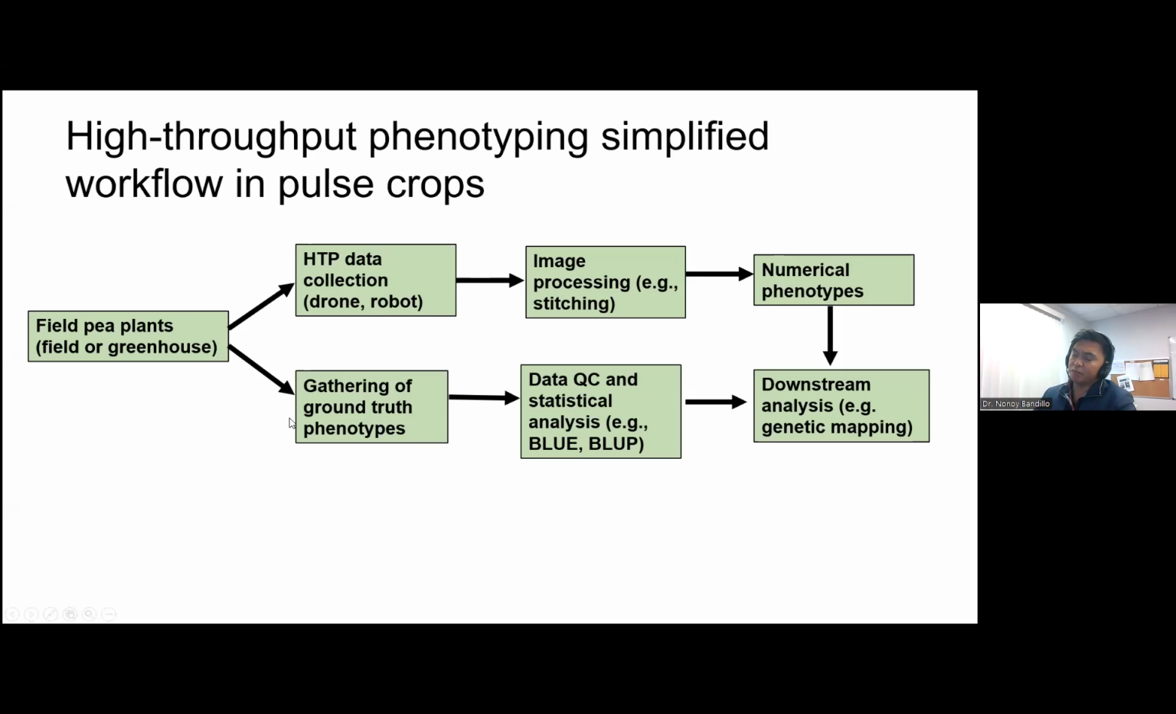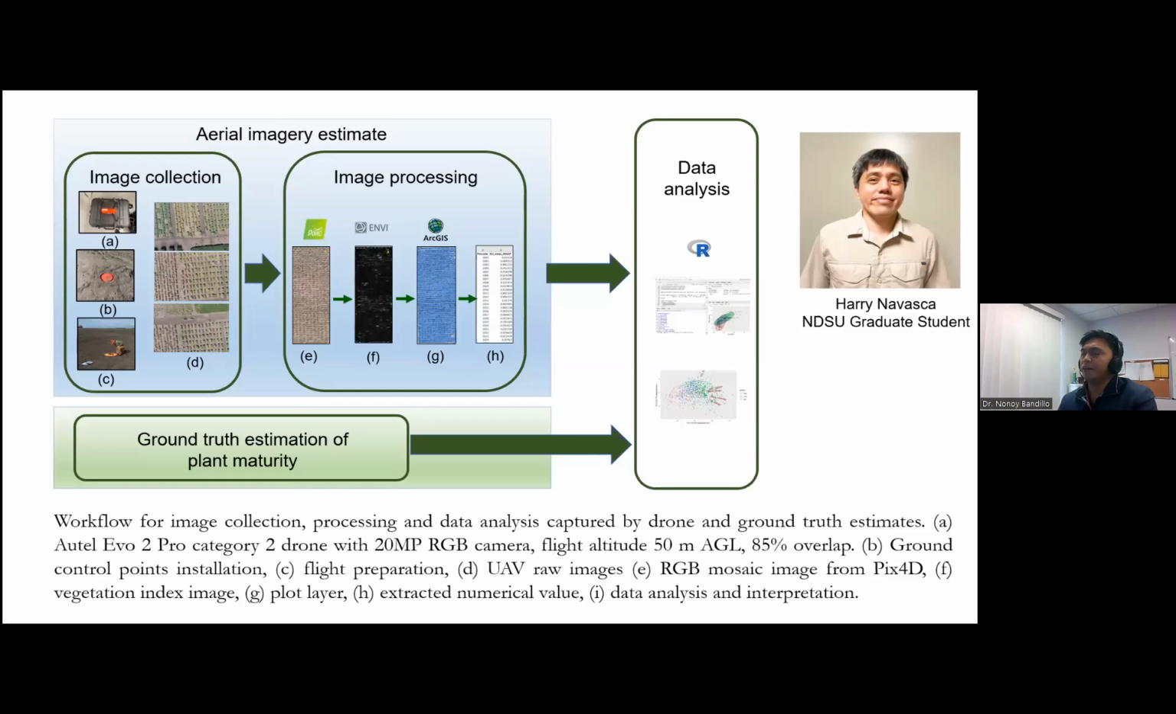On one side, in parallel, I would say, you are also gathering ground truth phenotype data, and then after you run the experiment, you do some data quality control and whatever statistical analysis to get the adjusted data like BLUEs or BLUPs. And then with both numerical phenotypes from HTP platforms and analyzed phenotypic data, you can do a quick correlation and see what the correlation looks like. And you can do all sorts of downstream analysis, for example, genetic mapping, okay? And this is the preliminary result, and so far this is the pipeline that Harry built into this platform.